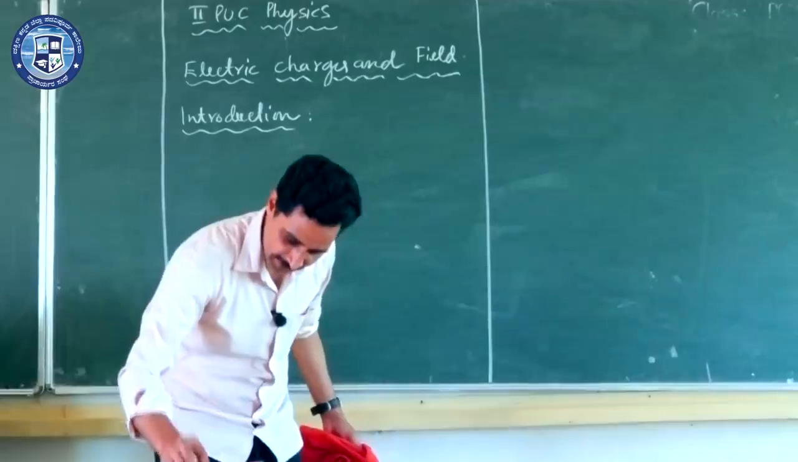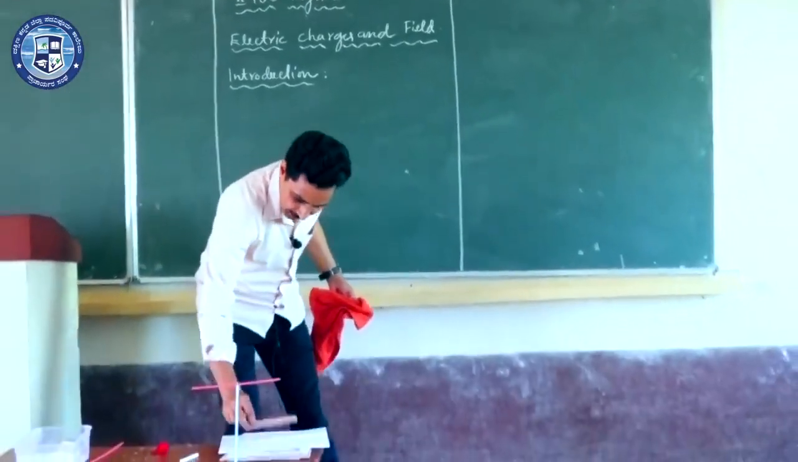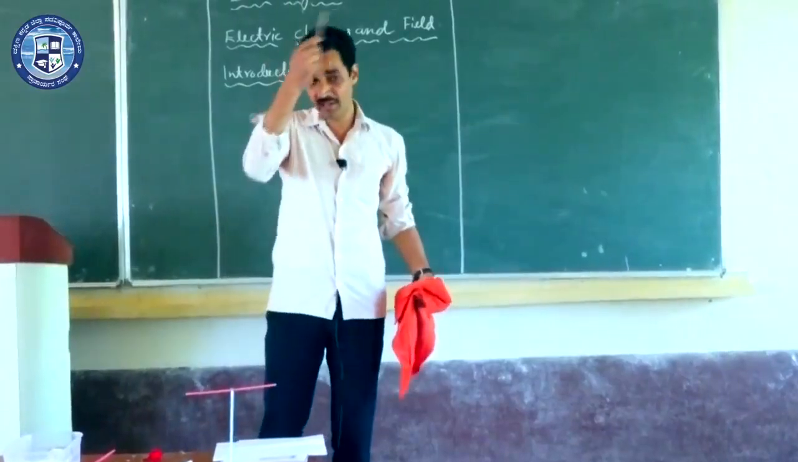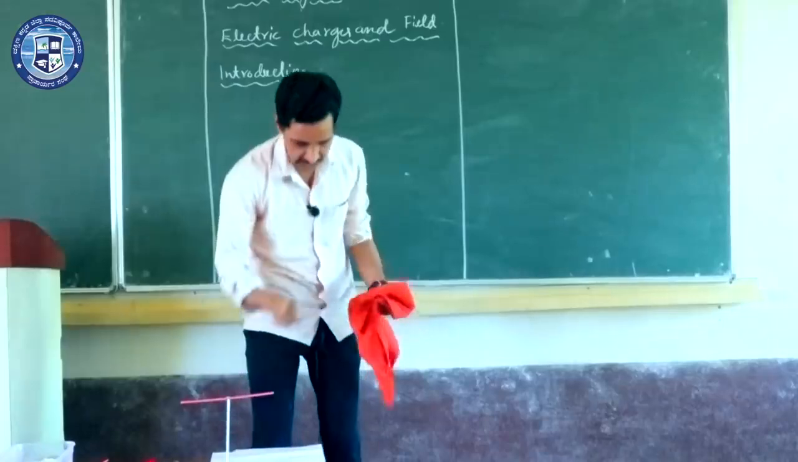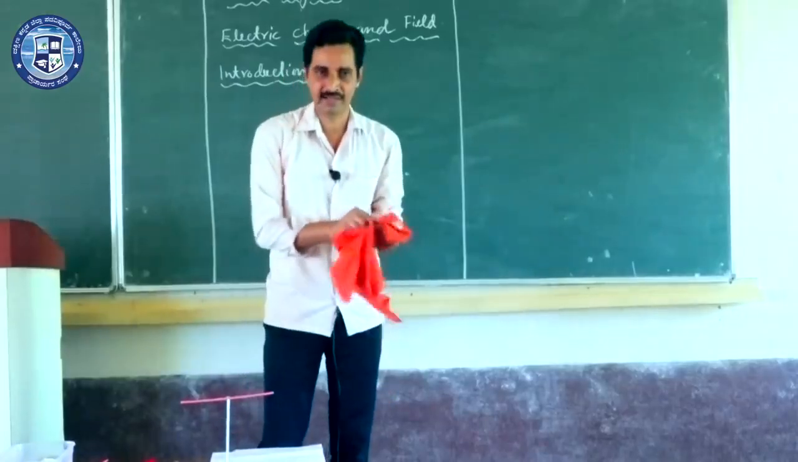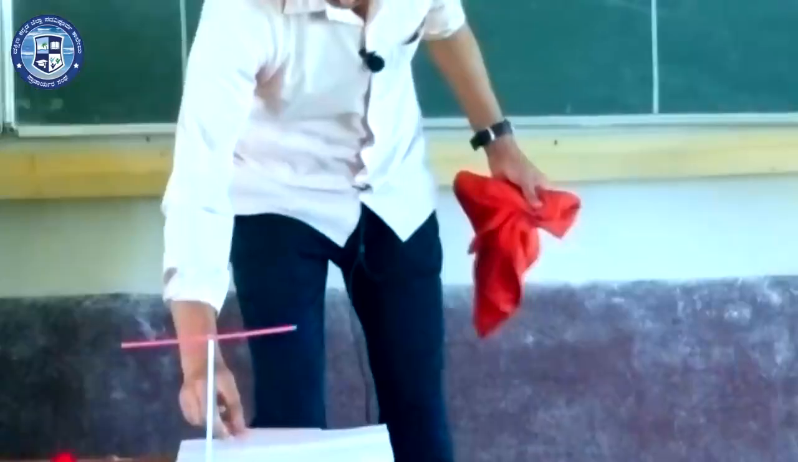Yeah, some of the paper pieces get attracted towards this one, you can see that little bit. So you can try this also, or you can comb your dry hair thoroughly using a plastic comb, and then bring it near the small paper pieces. The paper pieces get attracted. So this is also one of the interesting features that you see in your day-to-day life.